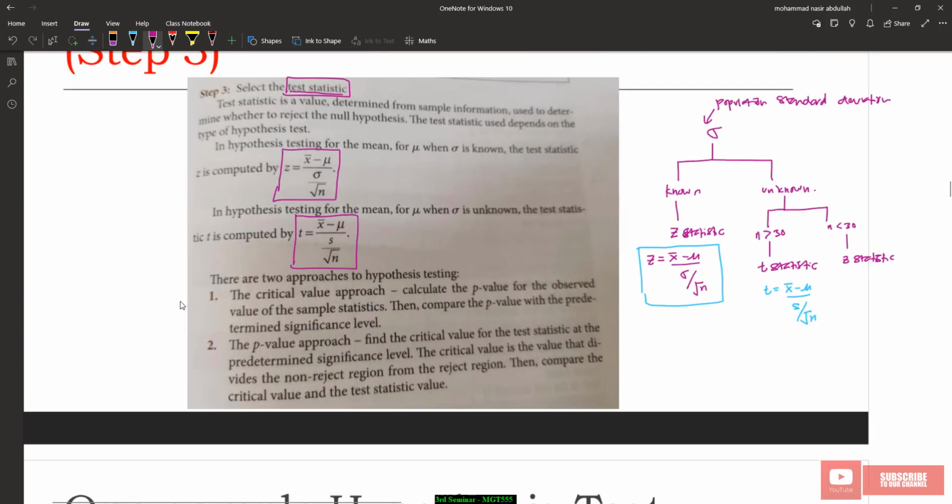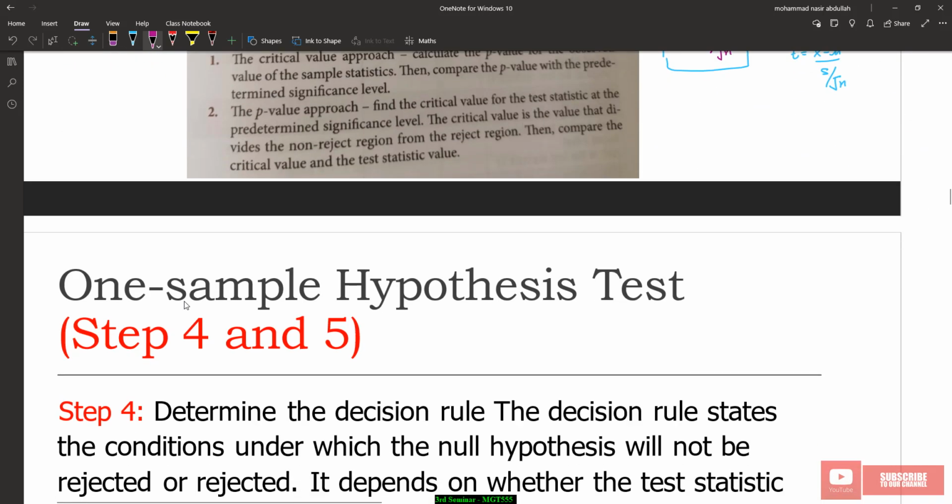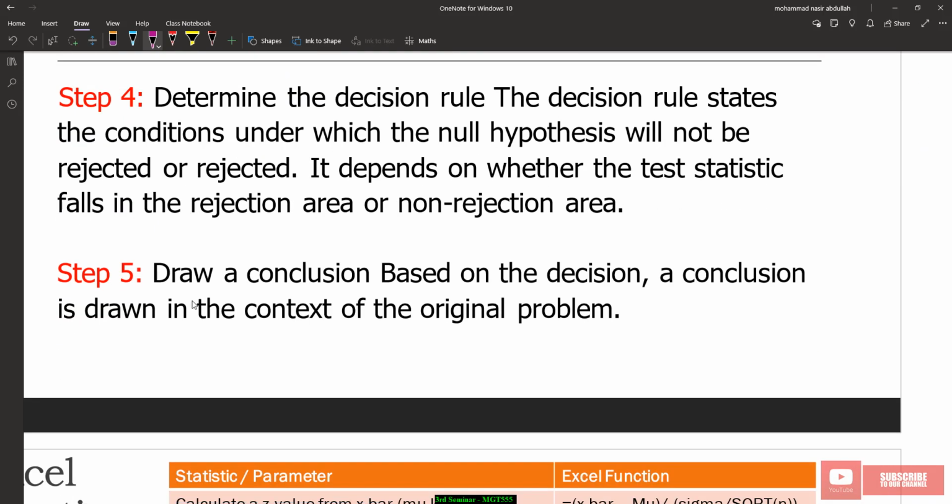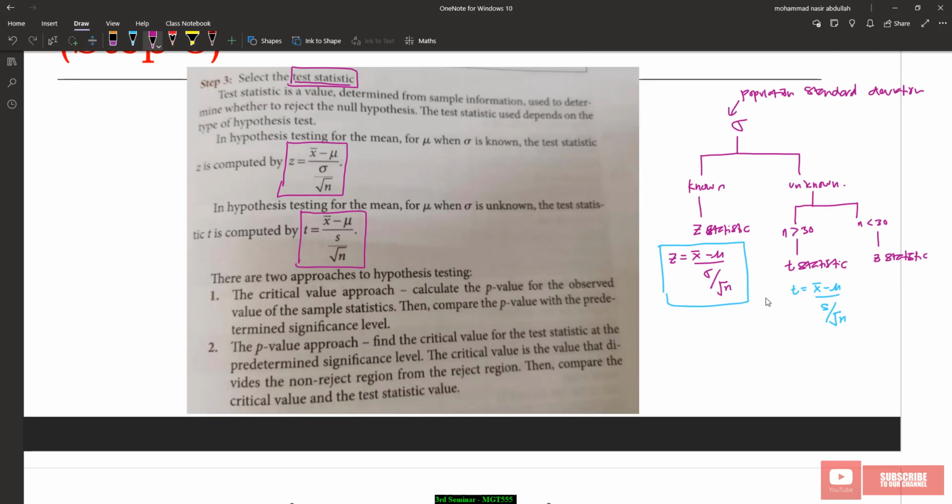Later I will show the p-value approach. Right now, if I explain it, you won't understand much. And step number 4, yes. You want to look at the formula again. This formula is on page number 81. You need to know the formula because we are going to calculate the value of the Z statistic in our Excel.